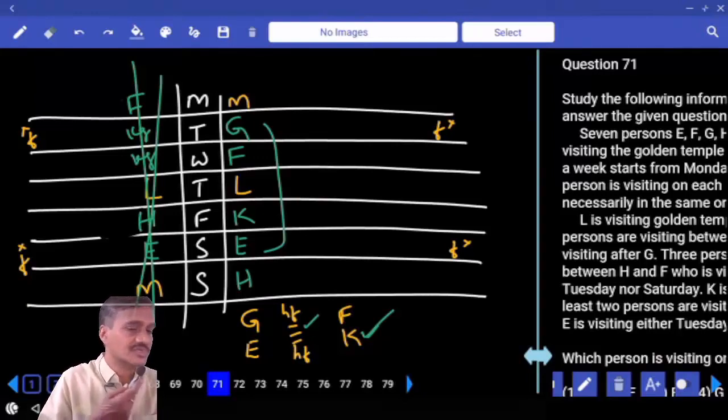And which person is visiting on Tuesday? Now tell me who is visiting on Tuesday? G, that is choice 4. And how many persons are there in between F and the one who visited on Saturday? Between F and Saturday, there are only 2 people, that is choice 3.